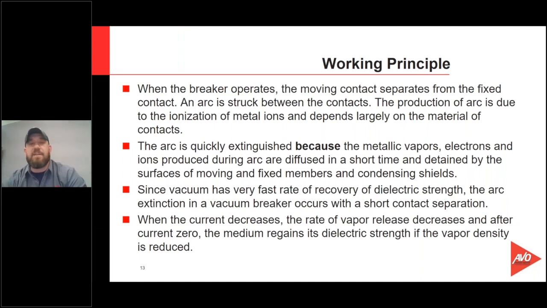We'll get into advantages later, but its plus is its high dielectric strength when it comes to extinguishing the arc. When the current decreases, the rate of vapor release decreases, and after current zero, the medium regains its dielectric strength if the vapor density is reduced.